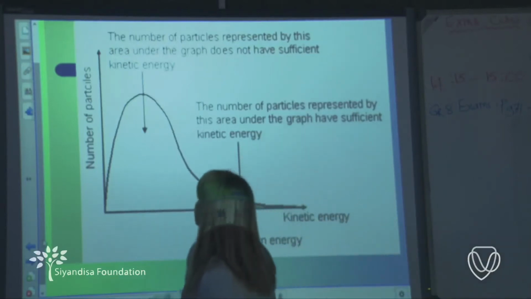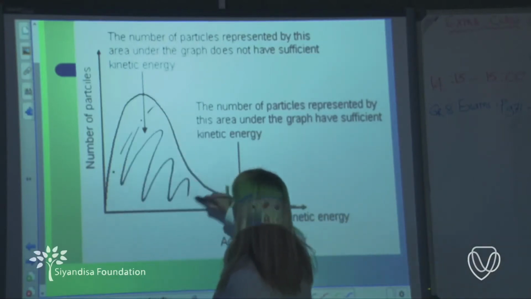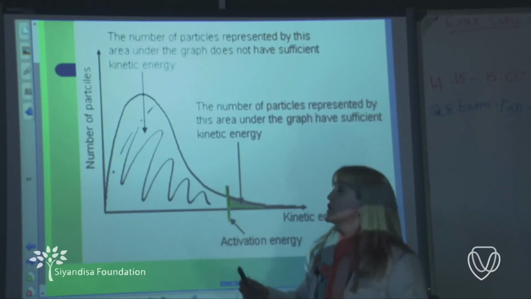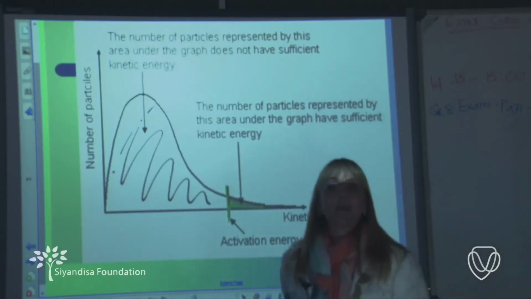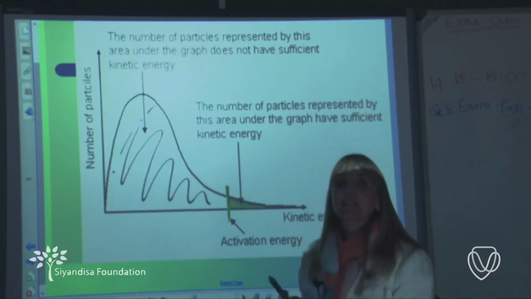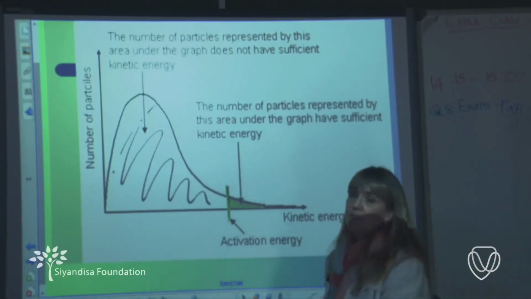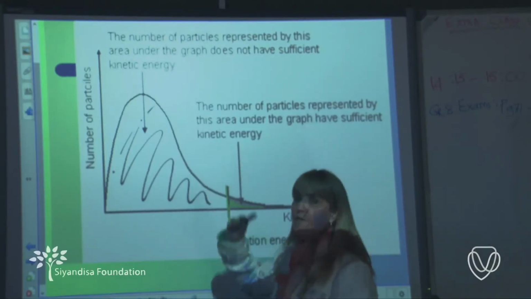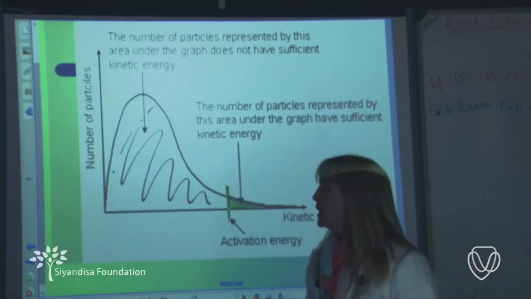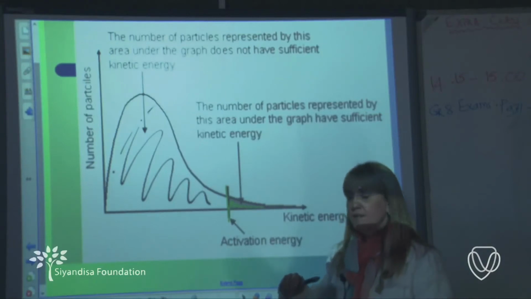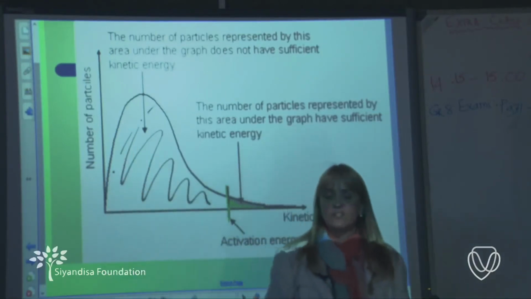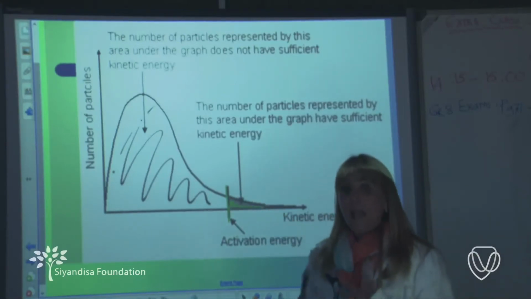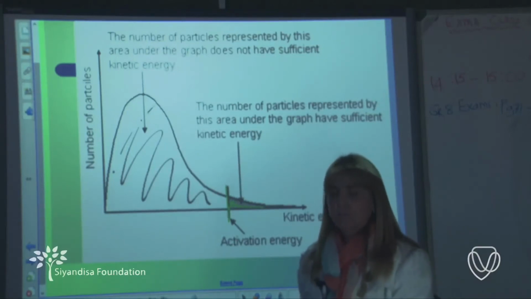All of these particles here have a kinetic energy that is less than activation energy. So no matter how many times they collide with each other, they will not react because they do not have sufficient kinetic energy. The collision theory tells us that for a collision to be effective, for a chemical reaction to occur, the particles have to have a kinetic energy equal to or greater than the activation energy. And none of these particles have sufficient kinetic energy. So only a very small percentage of these reactant particles will actually take part in the chemical reaction.